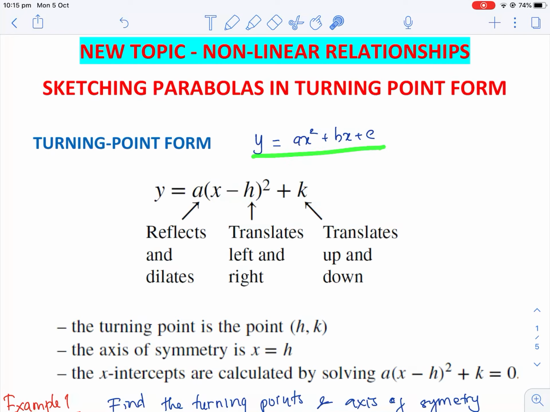So this one is the standard form, and they may be the same parabolas, but in two different forms. We're going to do some examples and you will see. Every parabola has a turning point. When you look at the turning point form, you can identify straight away the turning point of the parabola. However, when you see the standard form, you cannot identify the turning point. That's the difference between the turning point form and the standard form.